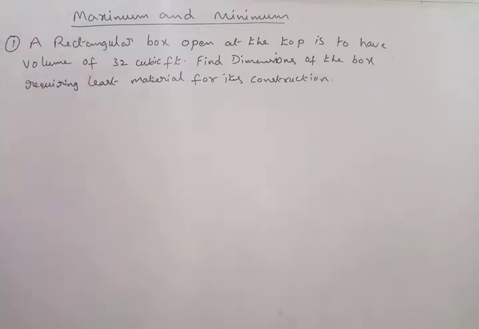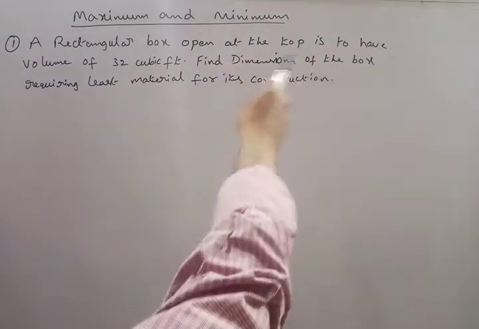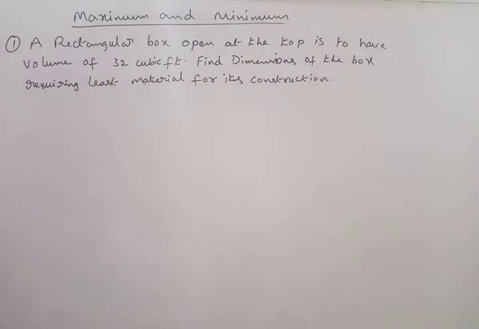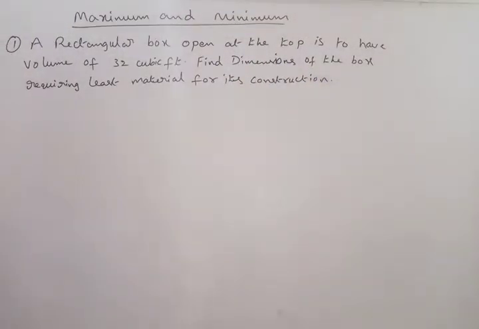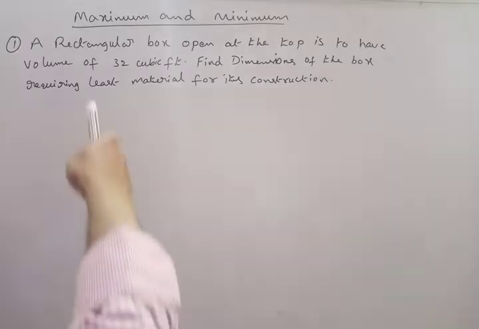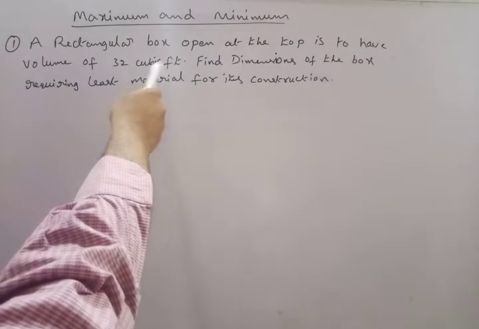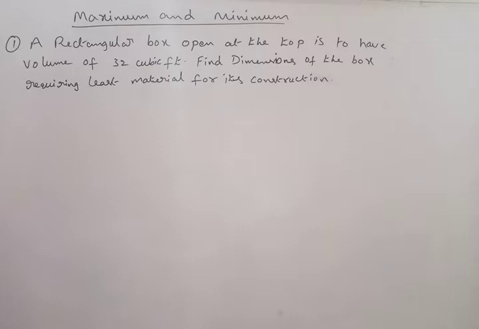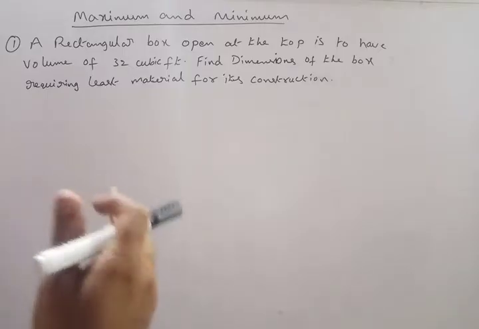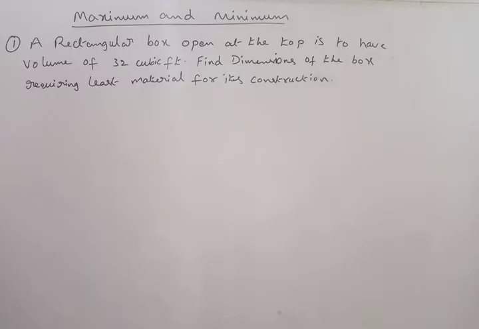So see the first problem, what is it asking? A rectangular box open at the top is to have a volume of 32 cubic feet. A box contains 6 sides, and here one side, the top, is open. The volume is 32 cubic feet. Then it asks to find the dimensions of the box requiring the least material for its construction. That means length, width and height, those dimensions it is asking.